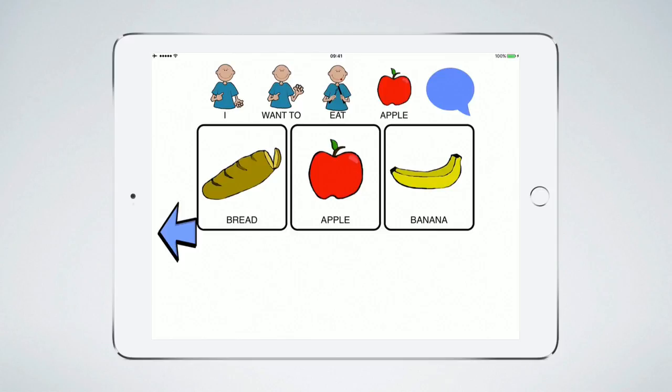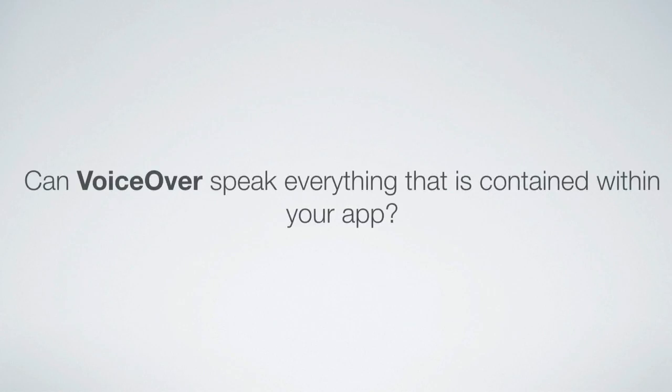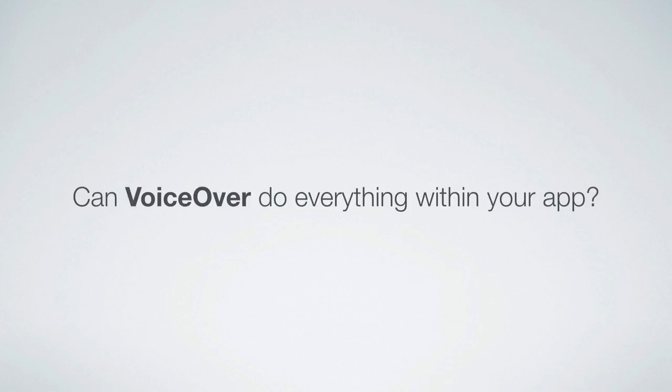So before we try the behavior of the app with VoiceOver, there are a few questions I encourage you to answer to see how you would make it work. Can VoiceOver speak everything that is contained in the app? You turn VoiceOver on and you see. If the answer is yes, your app is accessible. And can VoiceOver do everything within your app? These are two questions that I use as a guide to help me make my app accessible. And now let's see it working to answer those questions.